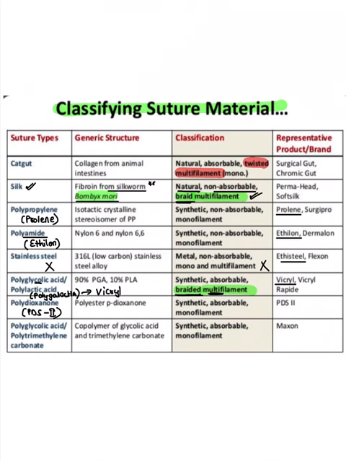Now coming on to one more example, we'll take the example of ethilon. Okay, that is polyamide. Okay, nylon. So this is basically the nylon structure. So now see, the ethilon comes under your mnemonic SLIP, means it is a non-absorbable suture, and also it is a synthetic suture, and this ethilon is a monofilament.